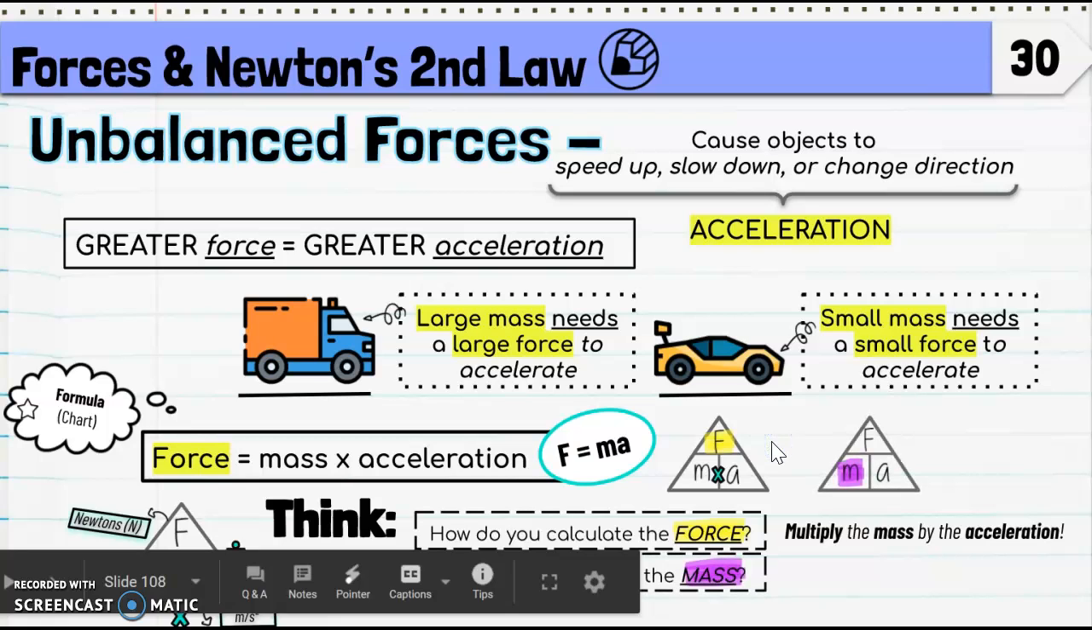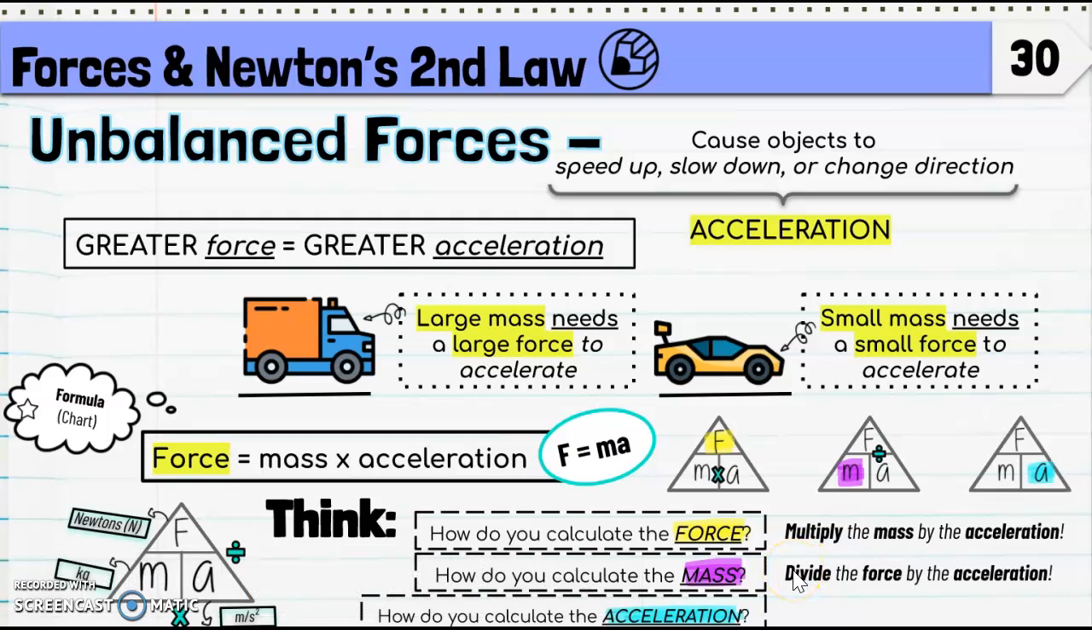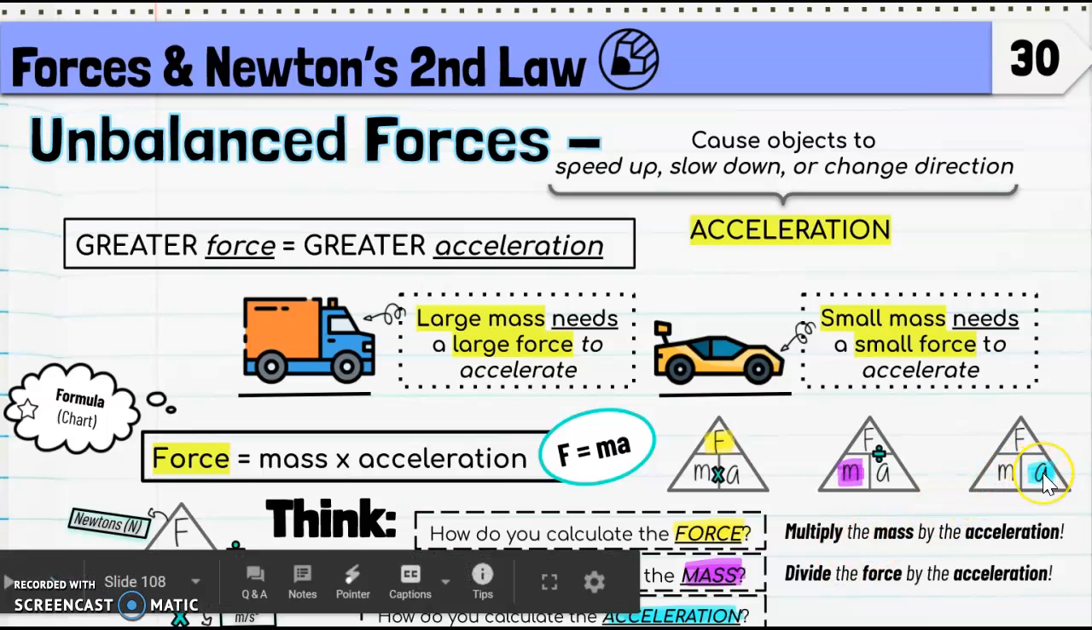If you had a problem that was asking you to solve for the mass, again, it is on the bottom of the triangle, so you would cover that up, and you see the F over the A. So you would divide the force by the acceleration. And lastly, if there was a problem that asked for the acceleration, you would cover up that A in your triangle and you would have F over M. So that tells us we would divide force by the mass.